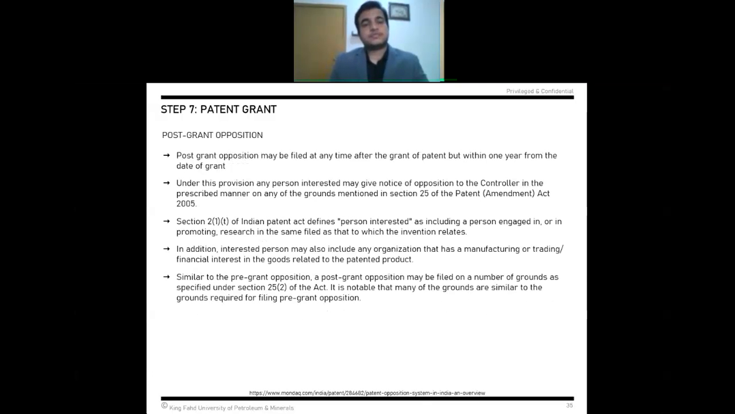And there is also a post-grant opposition, which is filed after a patent is granted. So once a patent is granted, if a person who is interested wants to challenge the patent, it can do so by filing a post-grant opposition in the patent office. So it is possible to challenge a patent before it is examined and after it is granted, which is called pre-grant and post-grant opposition.